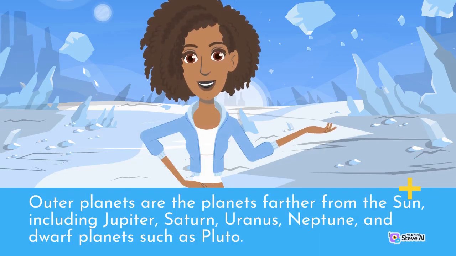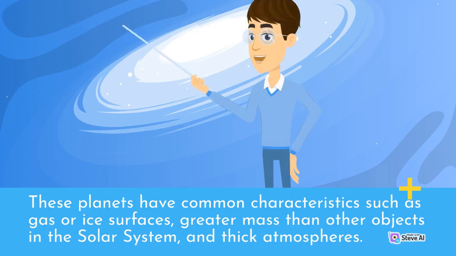Outer planets are the planets farther from the Sun, including Jupiter, Saturn, Uranus, Neptune, and dwarf planets such as Pluto. These planets have common characteristics such as gas or ice surfaces, greater mass than other objects in the solar system, and thick atmospheres.